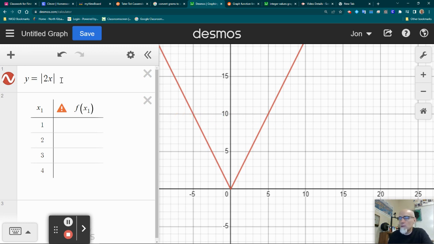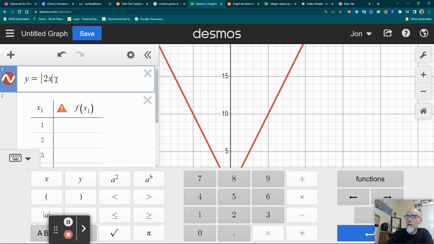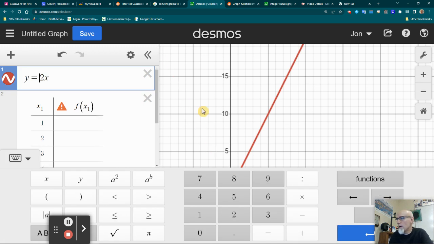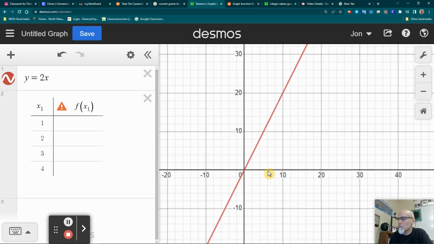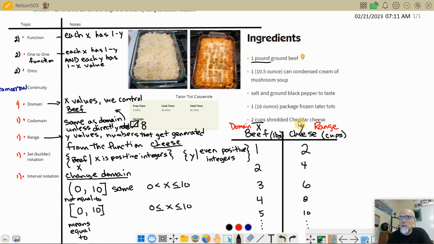If it only crosses in one place, like when I get rid of the absolute value, then it is a one-to-one function. This is a one-to-one function because with the vertical line test, it only hits in one spot, and with the horizontal line test, it only hits in one spot again. We're going to practice this idea on some more homework, but that's the idea of a function and a one-to-one function. Now, what is this thing about onto? Let's talk about that for a second.